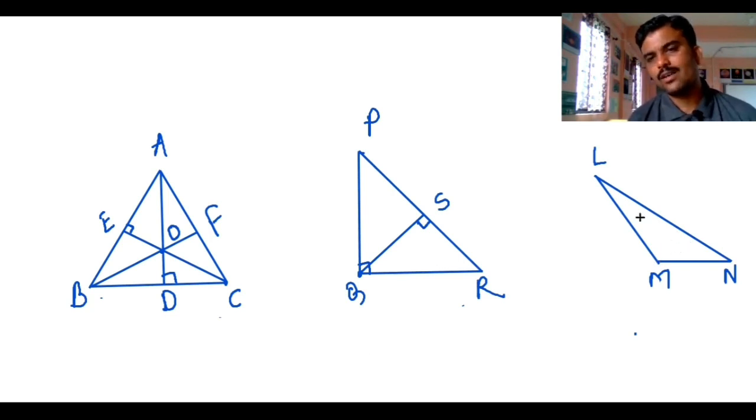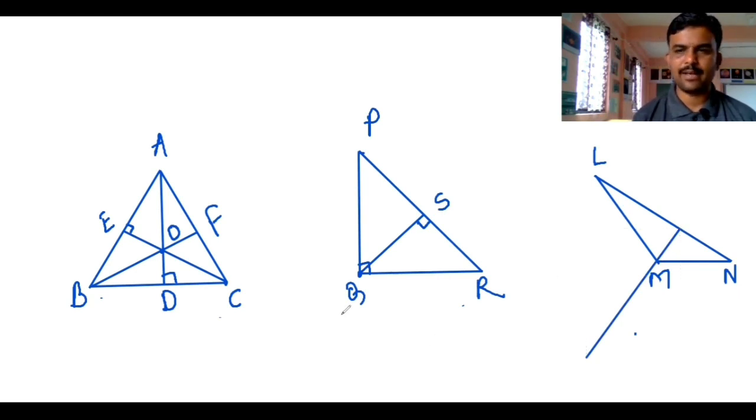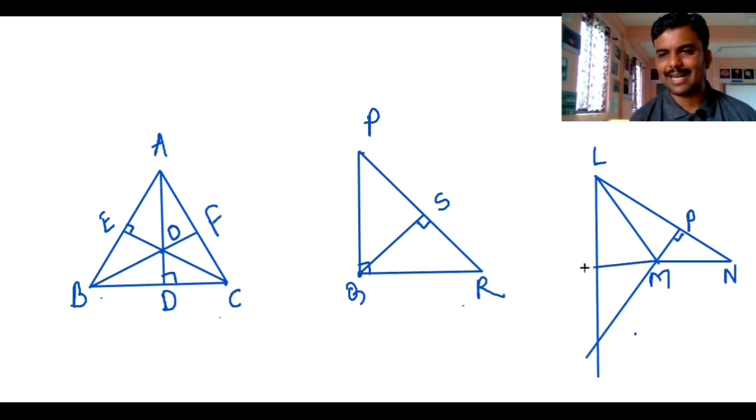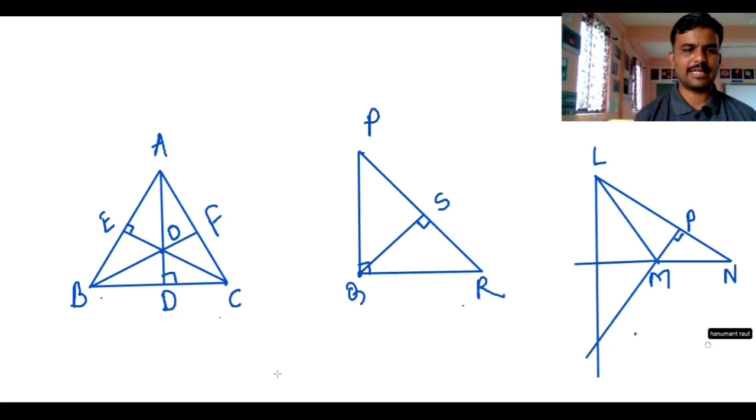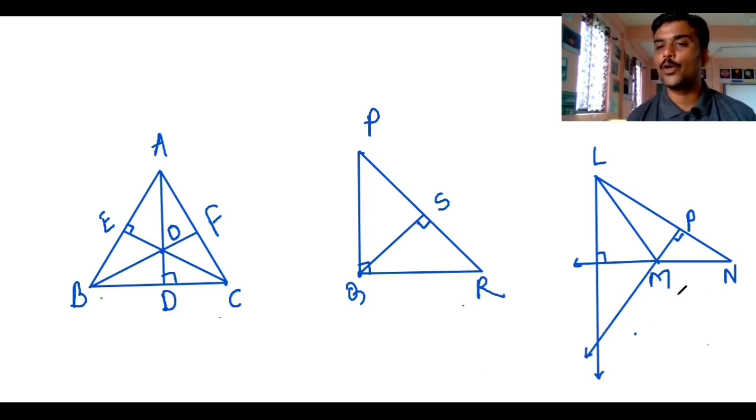Now we take the third figure, the obtuse angle triangle. Suppose first we assume the base as LN. So from M we draw a height. This is the height. Now MN is the base, so we draw the height from vertex L, and we extend our side like that. And this is the second altitude. Now what remains is the third altitude.